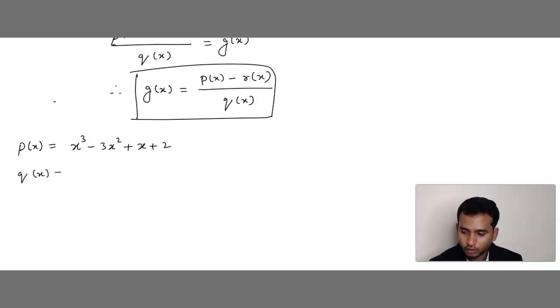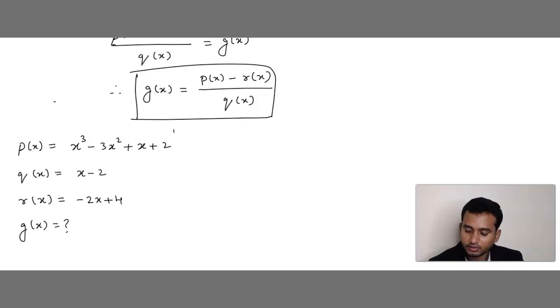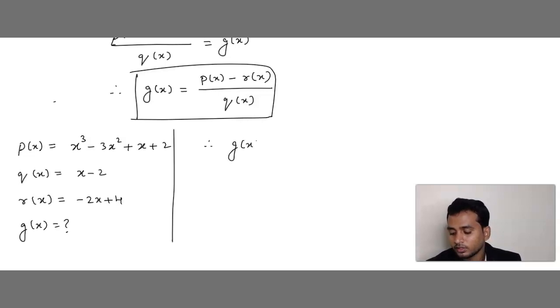Next, q of x was x minus 2. Correctly, students, please you can see above steps. Okay. And next, what is r of x? Minus 2x plus 4. Again, can you please cross check whether I am right or wrong? p of x is x cube minus 3x square plus x plus 2, and q of x is x minus 2, and r of x is minus 2x plus 4, and we should find g of x. This is the question. Correct, my students? Now, therefore, g of x is equals to, what is p of x?